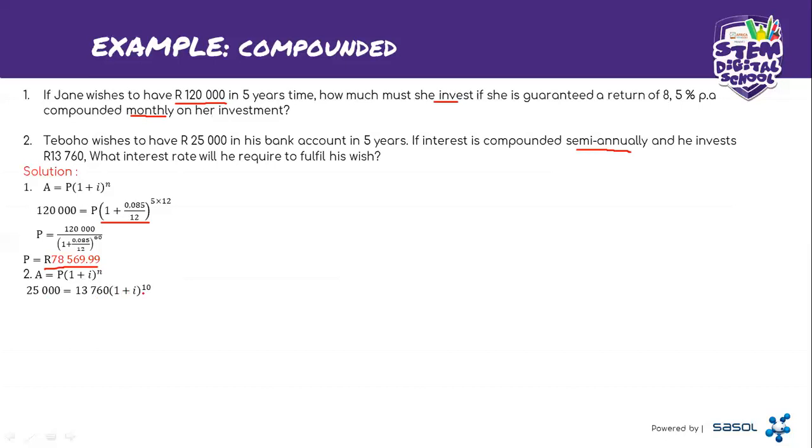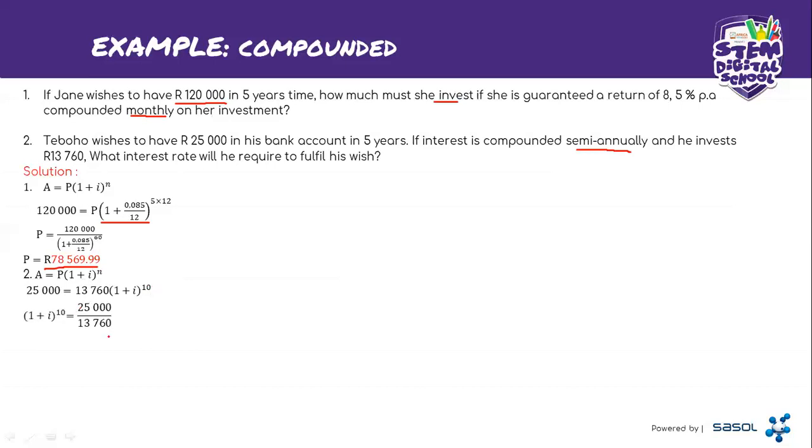And then the number of years. Of course, the number of years is 5 years, right? But now it is 10. So how did they obtain 10? Remember, it says compounded semi-annually, and we agreed that semi-annually is 2. And then we said we divide I by 2 and multiply the number of years with that. Hence we have 10 there.